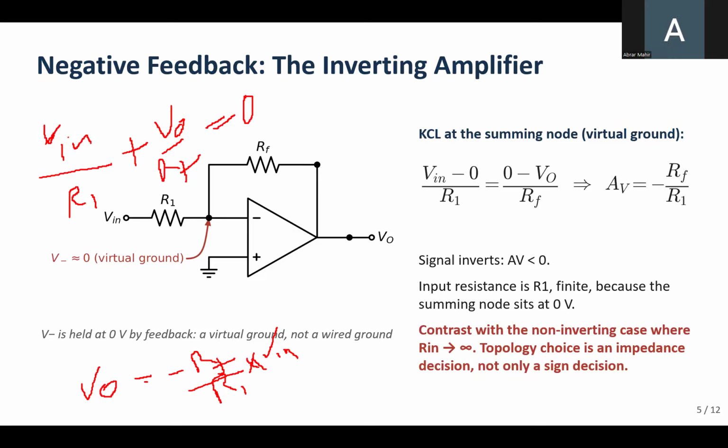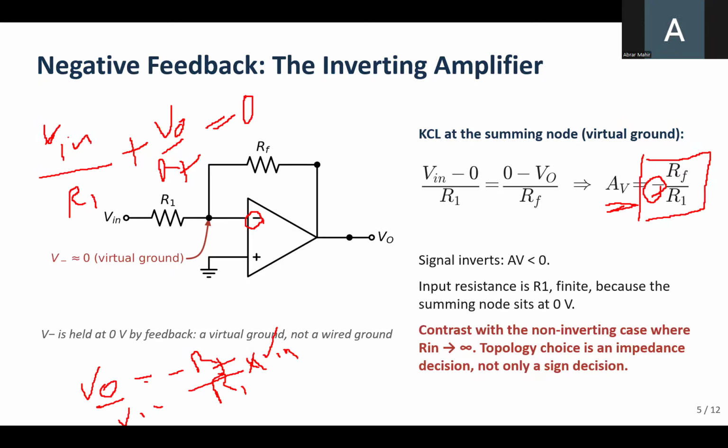And if we divide V naught by Vn, we get our gain. It becomes the ratio of the two resistors that are being used. The minus sign comes because the output is inverting, because we're applying the input voltage at the inverting terminal of the op amp. So the output is inverting. That's why it's called an inverting amplifier.